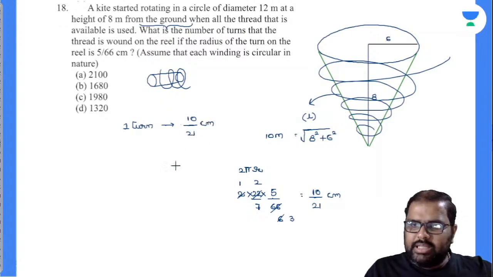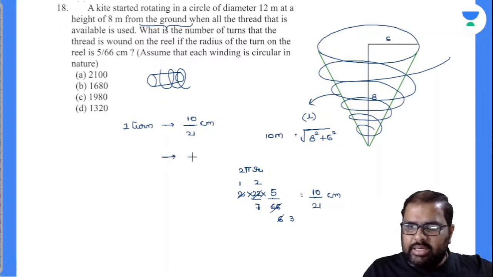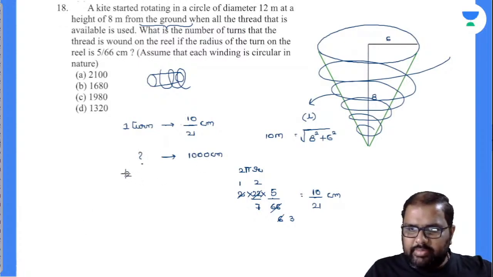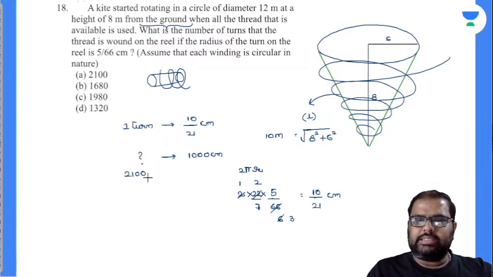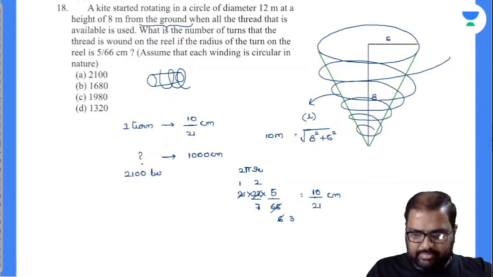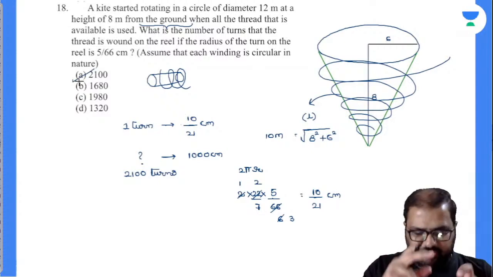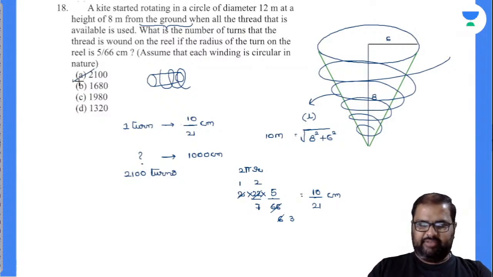How much length do you have with you? You have 10 into 100,000 centimeter length with you. So what will be the number of turns? The number of turns will be 2100 turns. This is your answer there. Perfectly done. Option number A. So those who can visualize this can find the answer very easily.